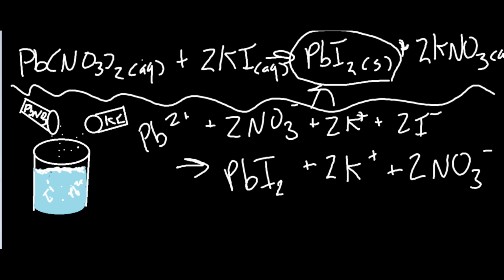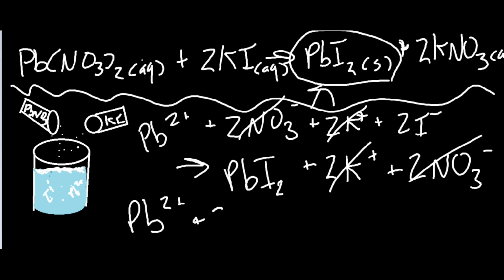Spectator ions are basically things that play no direct role in the reaction. From reactants to products, they're the exact same, or they don't change in a significant way. For example, the potassium ions are not useful to us, and neither are these nitrate ions. Therefore, our net ionic equation, which is an ionic equation that includes no spectator ions, is going to be lead plus iodide becomes PbI2. And that's your net ionic equation. And that's all.